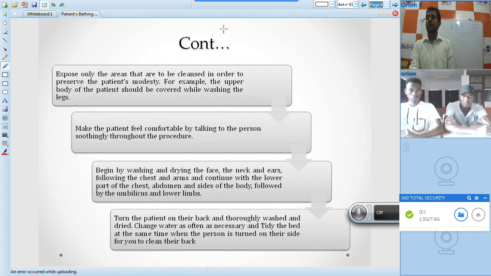And you also need to make the patient feel comfortable by talking during the process. You need to talk while giving the bath to the patient so that they feel comfortable.